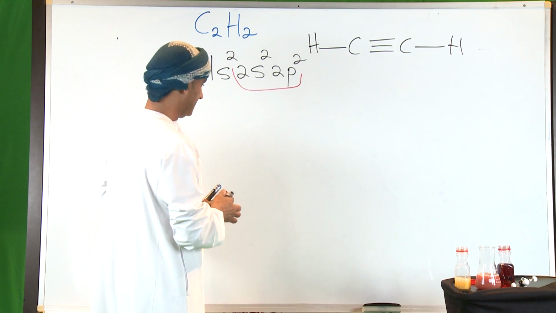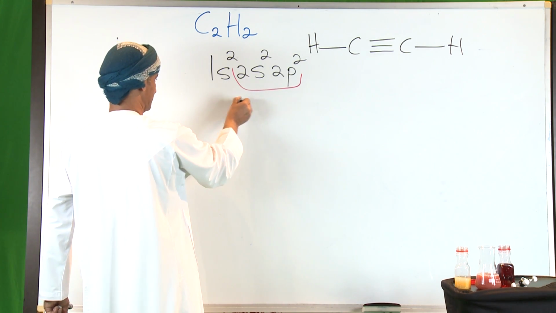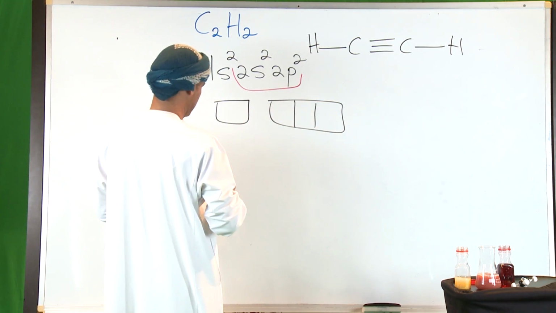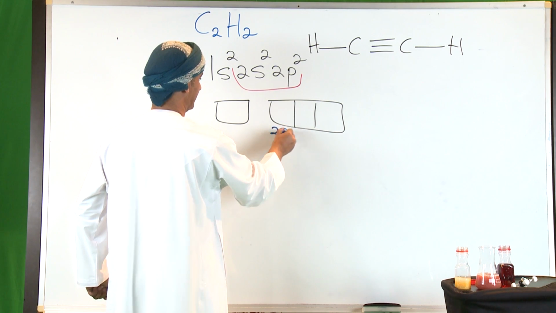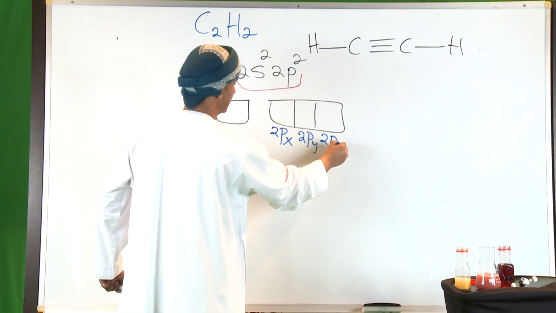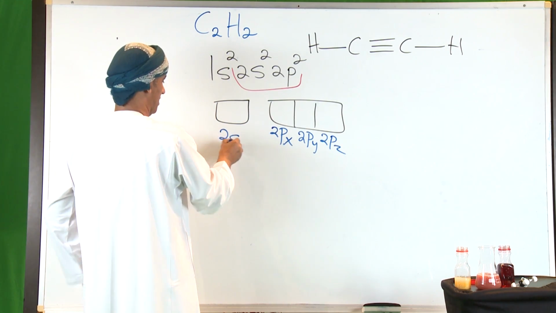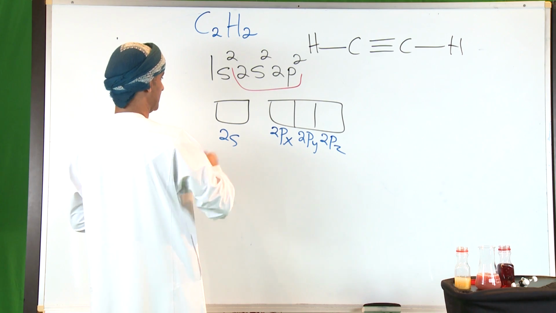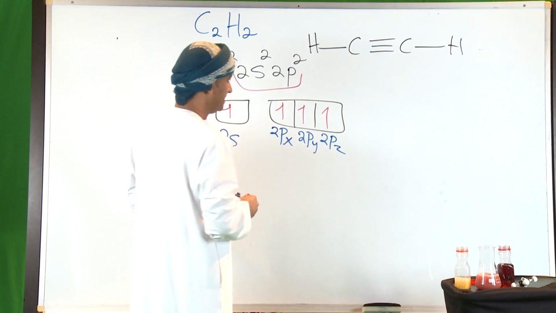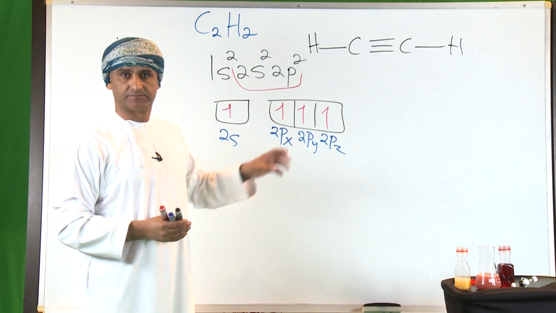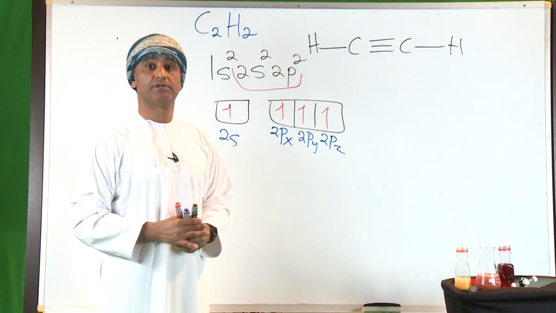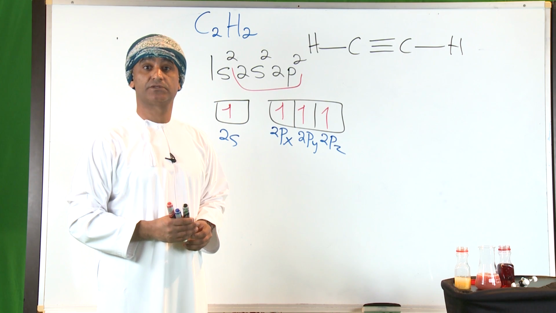Let's try to distribute these valence electrons in orbitals. So there are 3 p orbitals. This is 2px, that's 2py, and that's 2pz. And this is the 2s orbital. And in each of these orbitals, there is an unpaired electron. We have mentioned already that multiple bonds, according to the VSEPR model, are counted as a single effective electron pair.